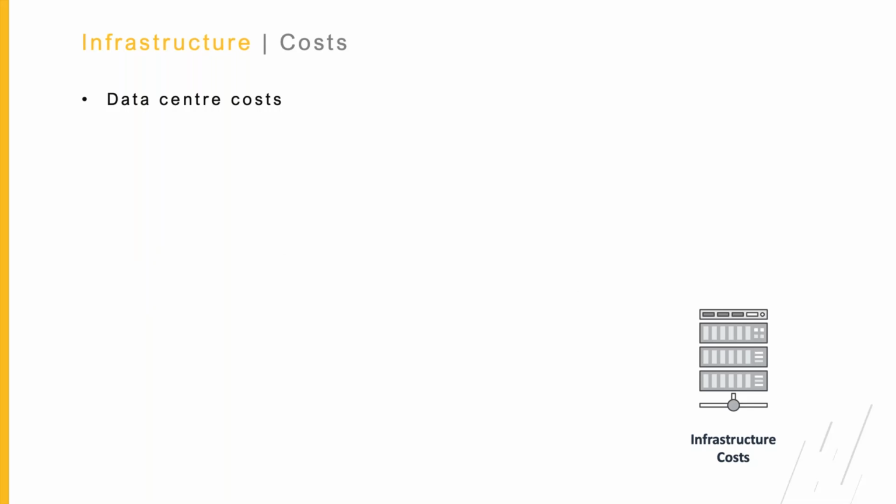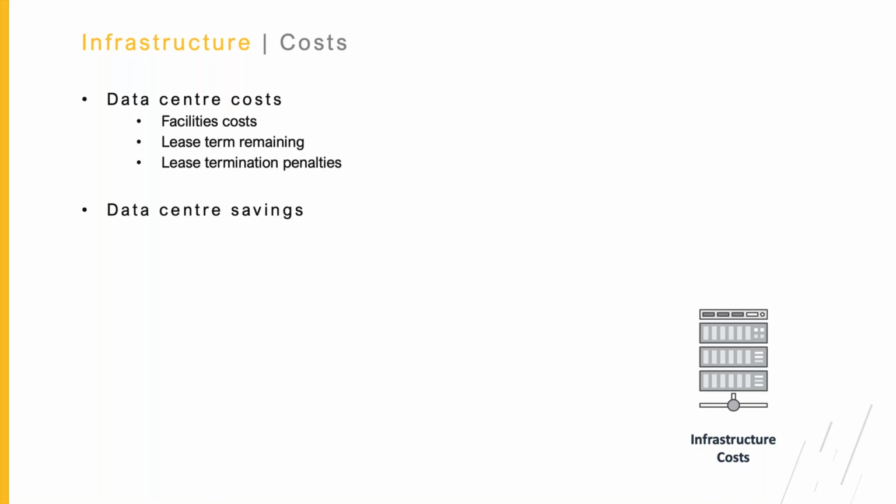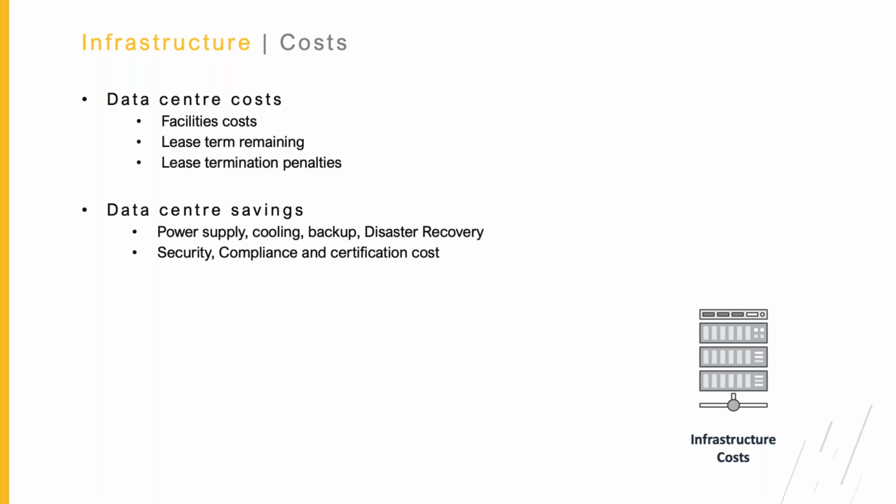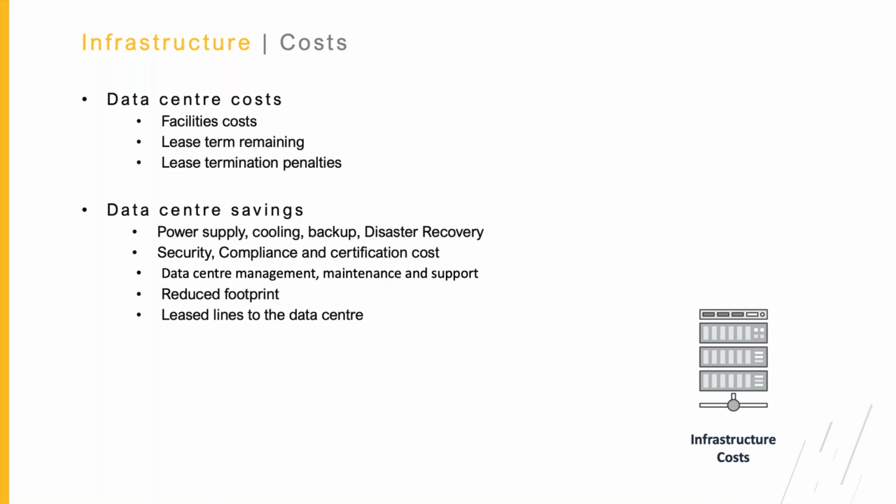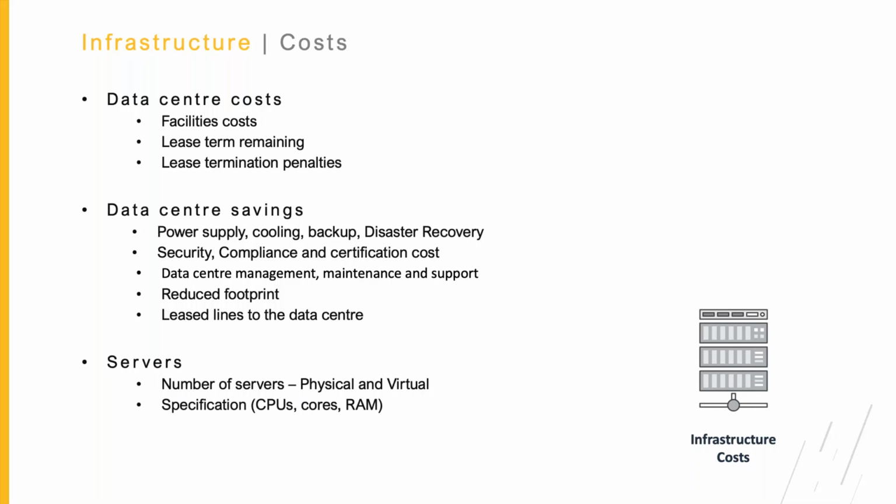Starting with the infrastructure, your data center costs. You've got facilities costs and lease terms remaining. If you pull out of the data center, what are those termination penalties? And you then go into the data center savings side. No longer do you have the direct costs for cooling, backup, power, disaster recovery, duplicate sites, security and compliance. You may have a reduced footprint if you still require a small environment. And you've got the connectivity, so no more leased lines to those data centers.